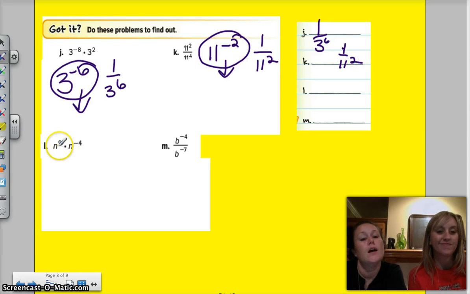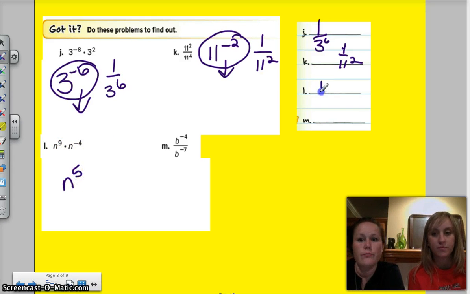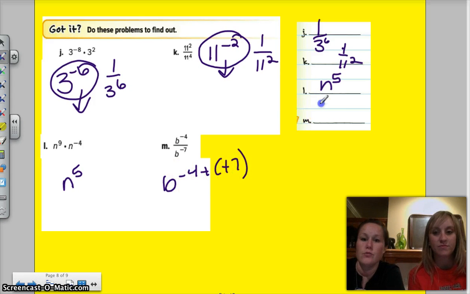Perfect. I'm going to add my exponents here. So 9 plus negative 4, same thing as 9 minus 4. So I'm going to have n to the 5. It's not negative. And then my last one, subtract these. B to the negative 4 minus negative 7, plus positive. Negative 4 plus 7 is 3. B to the 3rd. Got it.